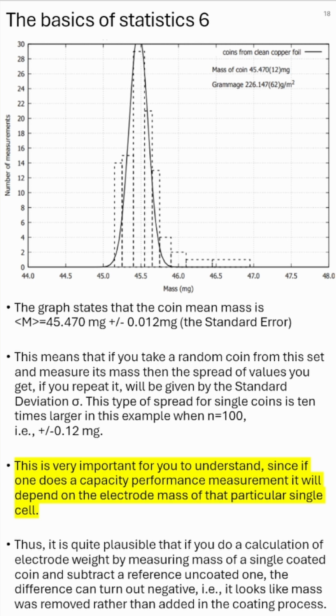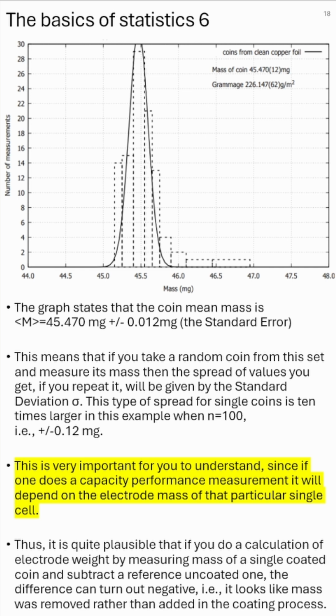And this is very important for you to understand, because if you do capacity performance measurement of a battery coin cell, it will depend on electrode mass. And electrode mass is something you have on each single cell. That means the fluctuation in capacity that you will see, the spread in capacity, will be directly proportional to the spread in electrode mass, right?